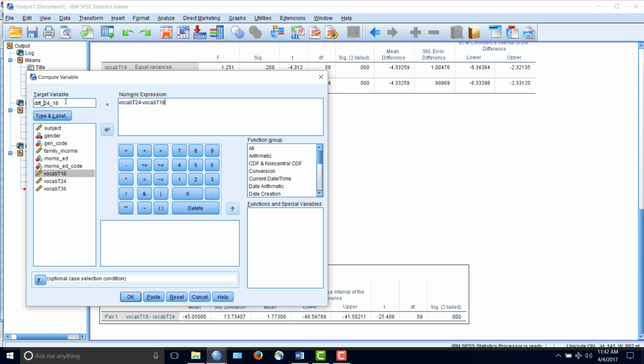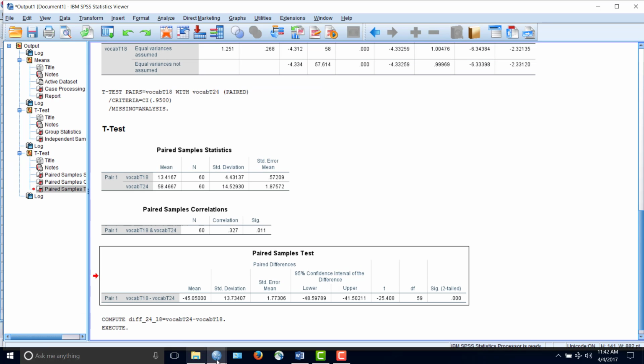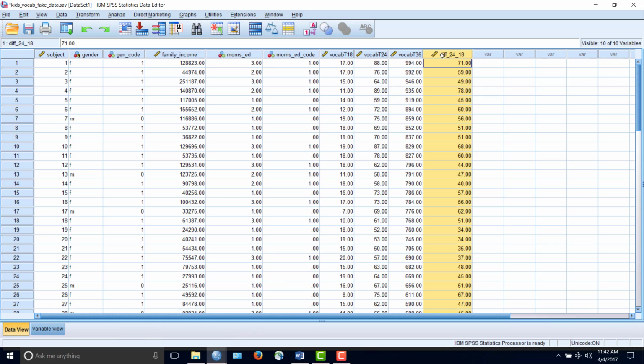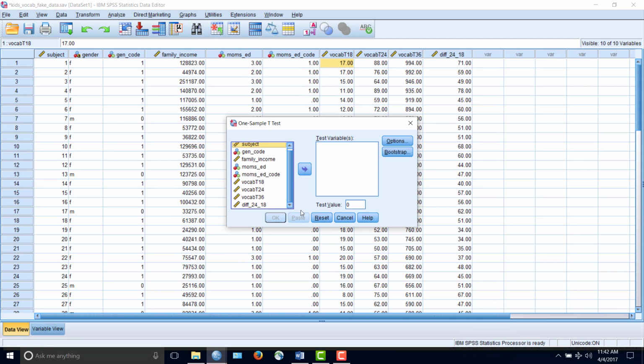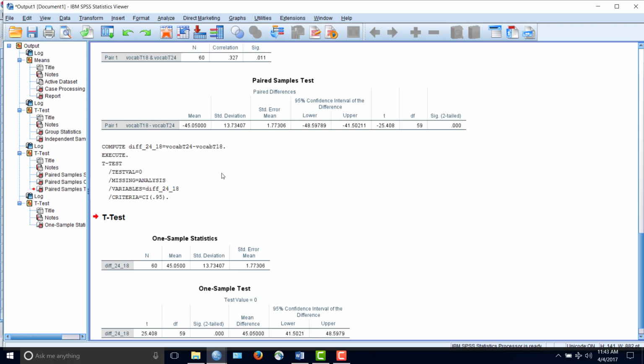It doesn't like that I have a number for my name of this variable, so add the score difference there. So what this does in your database is it creates this difference score for us. So this subtracts this for each person. And I'm going to just show you that you can do a compare means with a one sample t-test on that difference. We're going to compare it to 0.